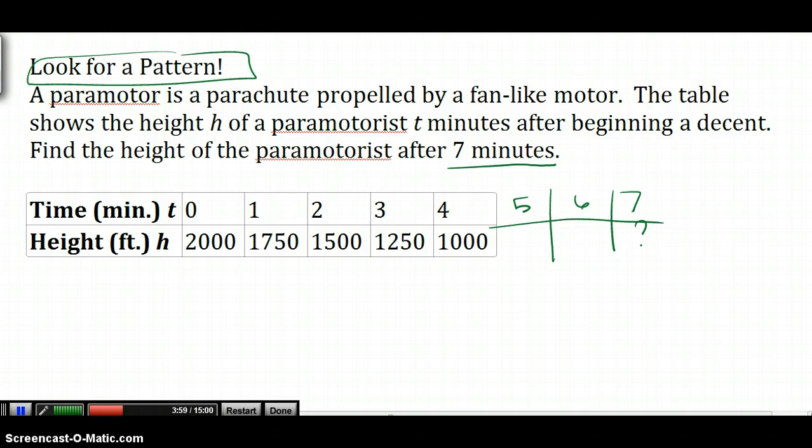Well, in order to find that, we should probably find out how fast is he falling. That's our pattern. We're looking for some pattern. Is he falling at the same rate after every minute? To find that out, all you have to do is subtract. So from 2,000 to 1,750, if you subtract those two, he's descending 250 feet. From 1,750 to 1,500, if you subtract these two numbers, again, he's falling 250.